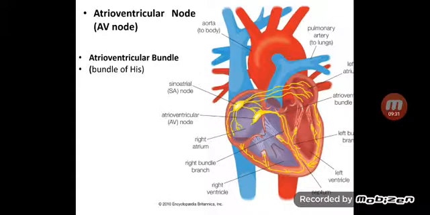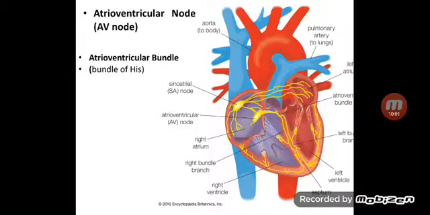So the right side enters the moderator band supplying the wall of the ventricle and the papillary muscle also. And the left side enters the left ventricle, divided into anterior and posterior branches, also supplying the papillary muscles and breaking into Purkinje fibers supplying the left ventricle.